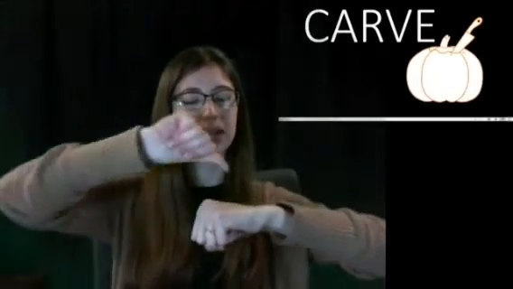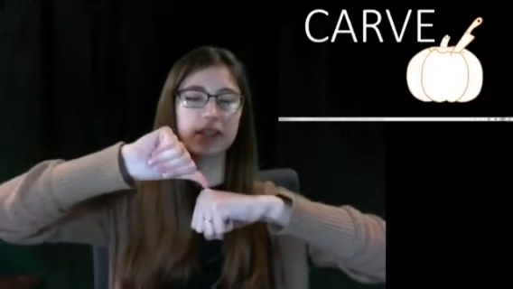Carve. Non-dominant hand in an S hand shape again, and your dominant hand in an A hand shape. And you are just going to use your thumb as the blade of a knife and draw 2 lines on the back of your hand. Carve.